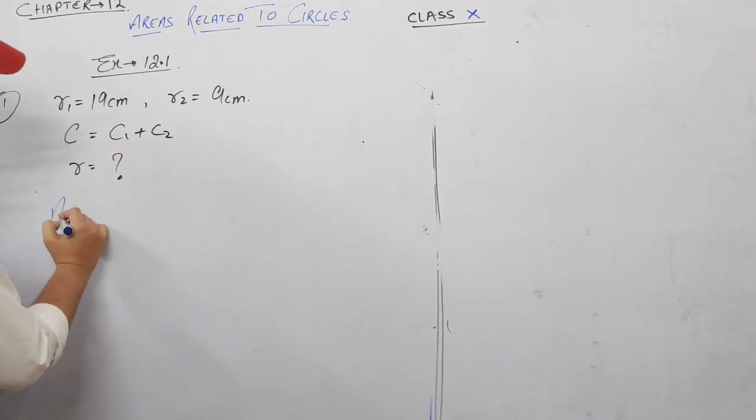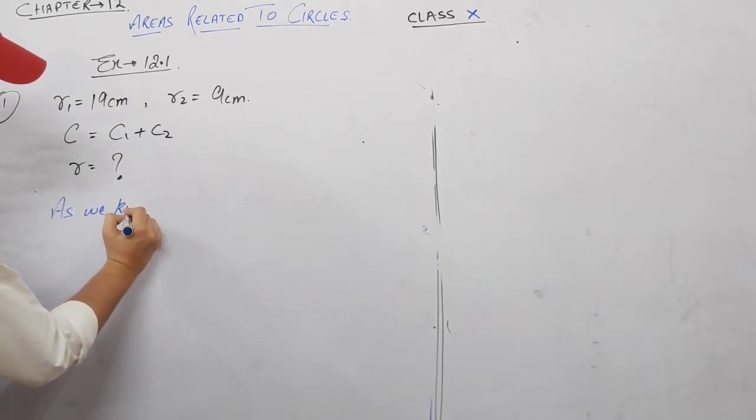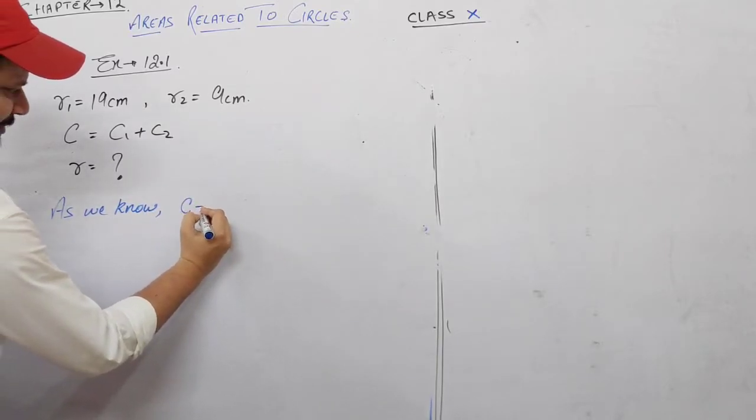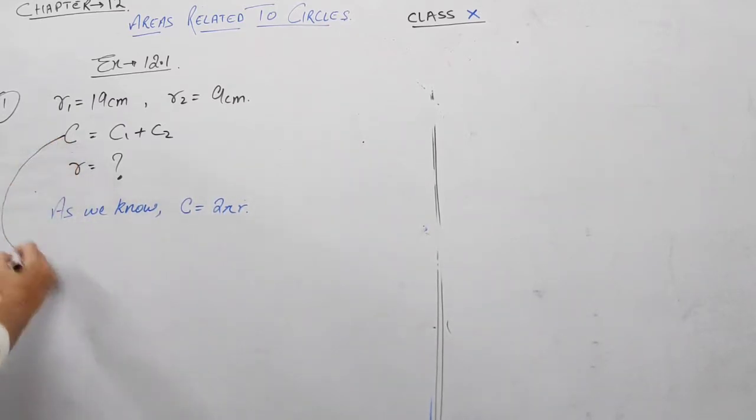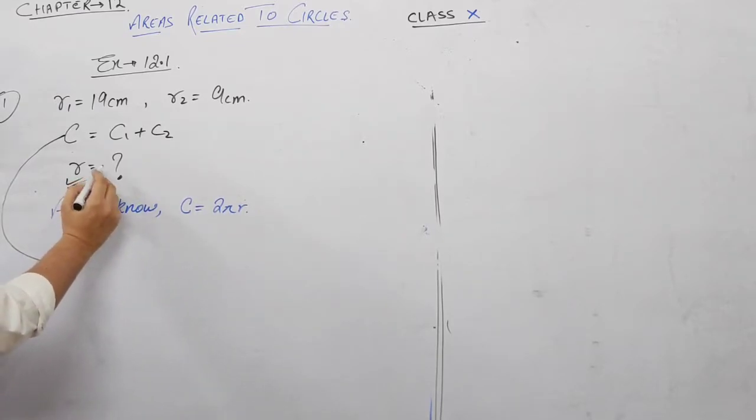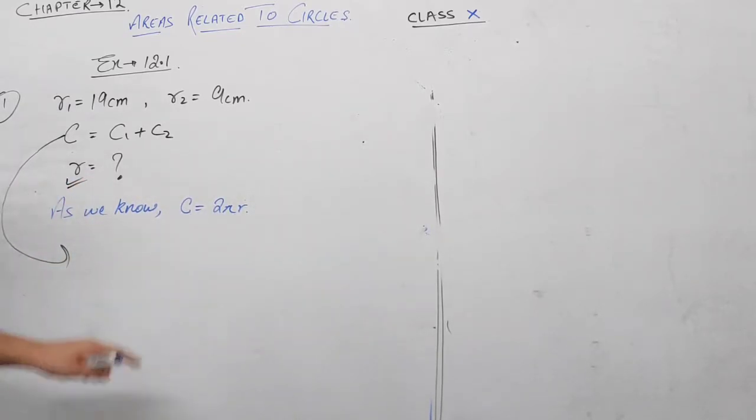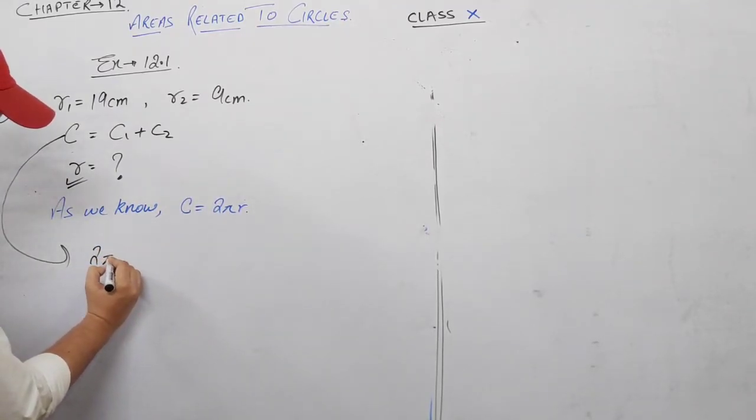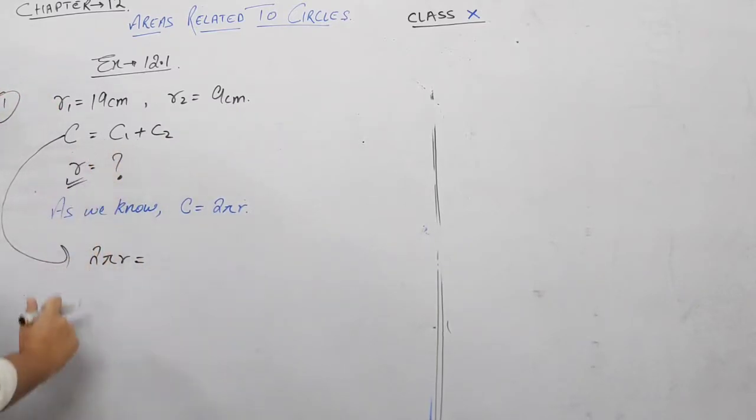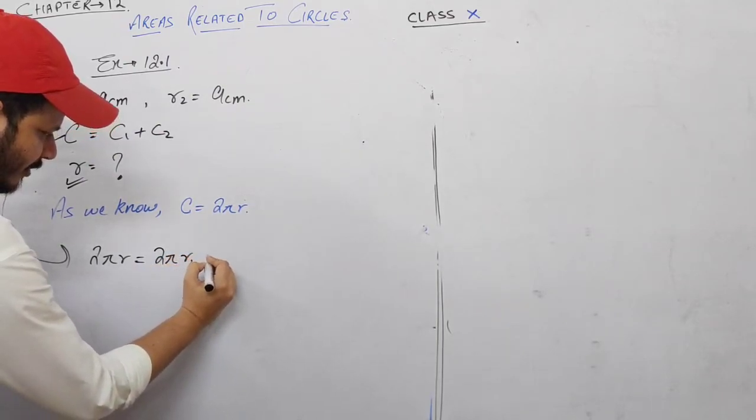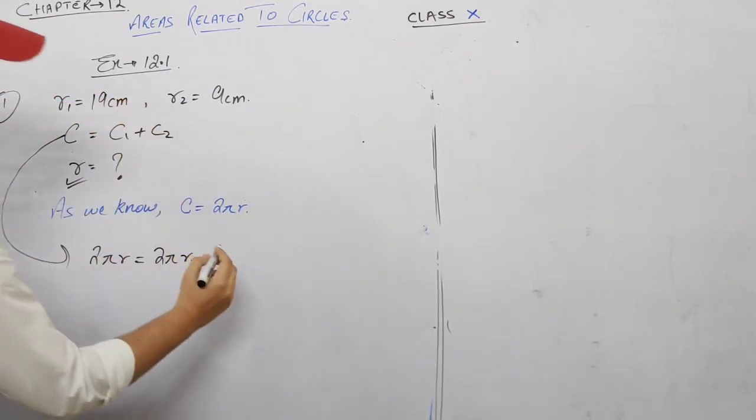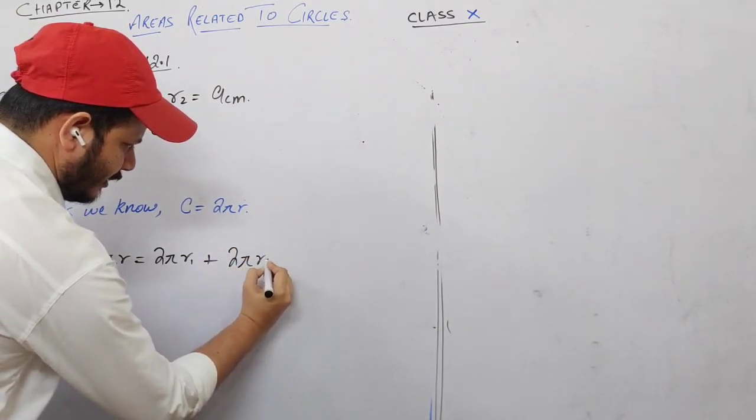As we know, circumference is equal to 2 pi r. So we can write the formula in this equation. The radius of this circle we have to find. So circumference 2 pi r is equal to C1 plus C2, where C1 is 2 pi r1 and C2 is 2 pi r2.